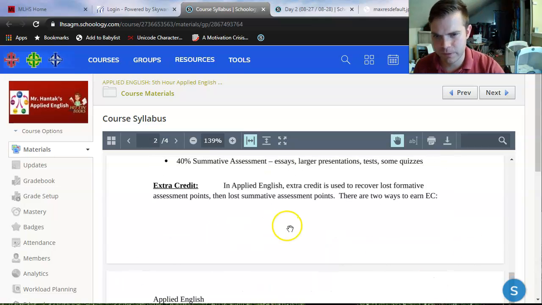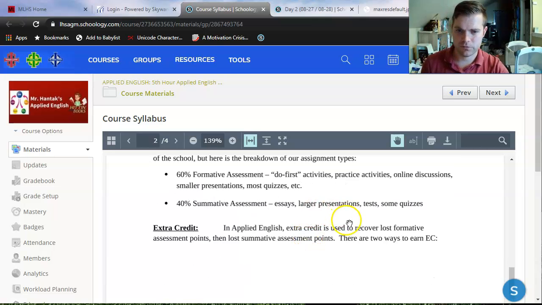Extra credit. So 2 methods for extra credit. Please know that extra credit in this class is used to recover lost points. So let's say, I'll just make up a student, I'll call her Jada, right? Let's say we're 8 weeks into the semester. Jada has lost maybe 15 points overall in her formative assessments, and maybe an additional 10 in summative assessments, right? So let's say as she's earning extra credit, she ends up with 18 extra credit points at the 12-week grading period, right?